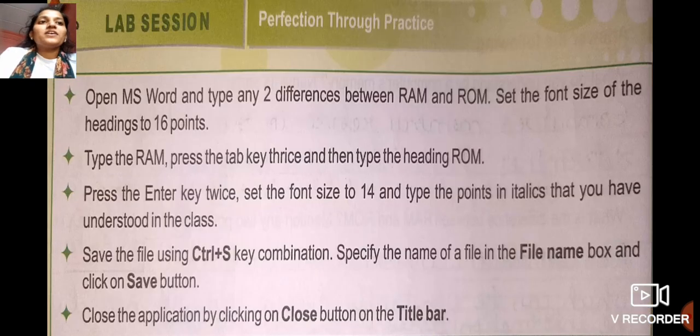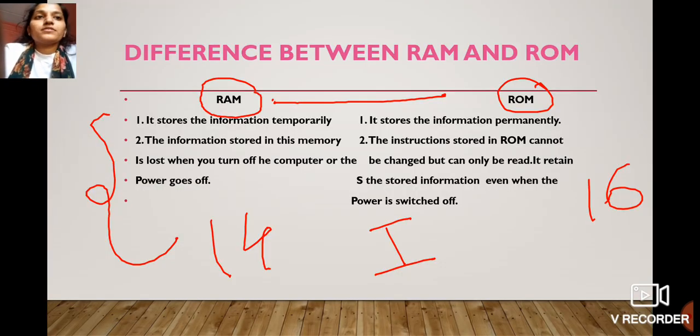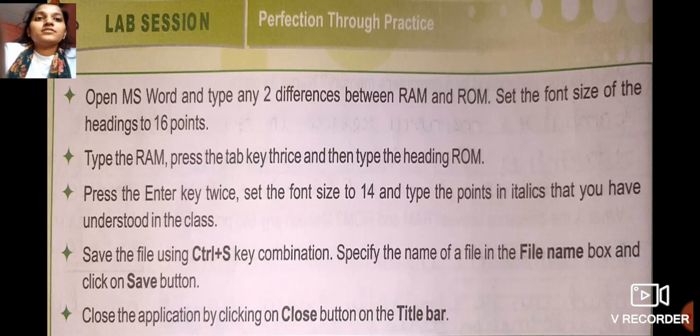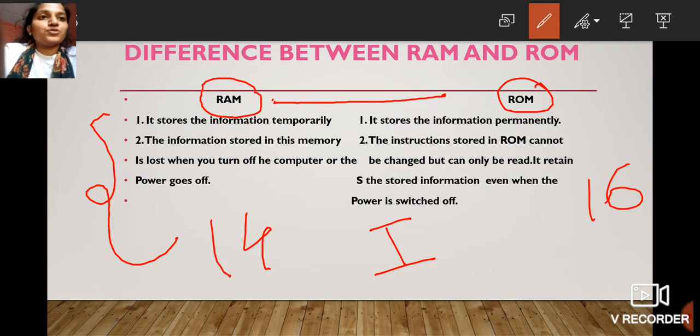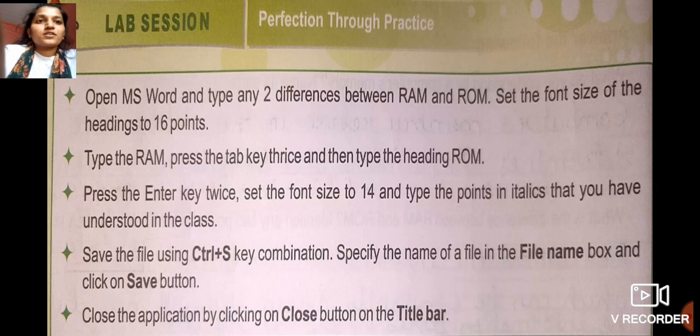RAM and ROM. You have to set the font size of headings to 16 points, and then you have to type the RAM. You have to press the tab key thrice. First of all you are going to set the tab key, then you are going to type it thrice, then you are going to type ROM. Okay, then you have to press the enter key twice. After typing this ROM key, you are going to use the enter key, so that you can get your proper space between the heading and the data.